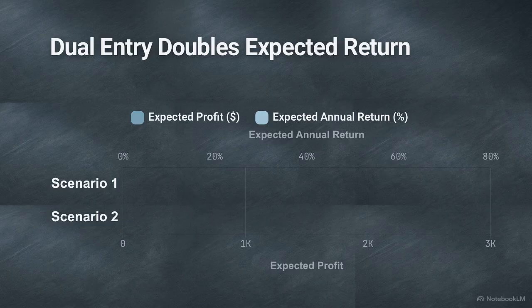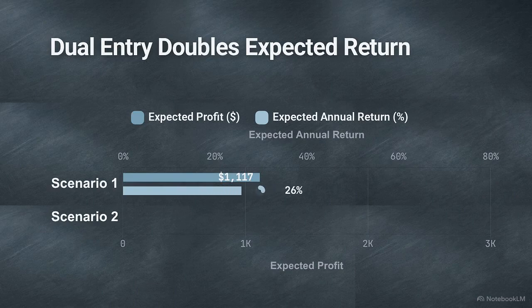$25,860. Assuming only the first entry is triggered and held to an exit at target 3, the expected profit for scenario 1 is $1,117. Over the model duration, this translates to an expected annual return of 27.25%.